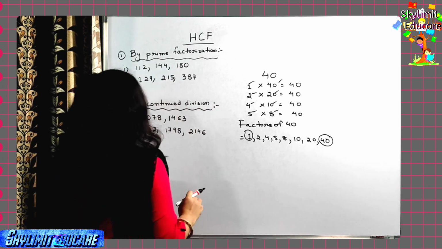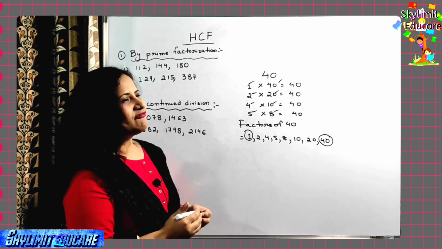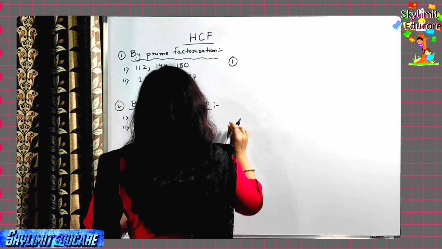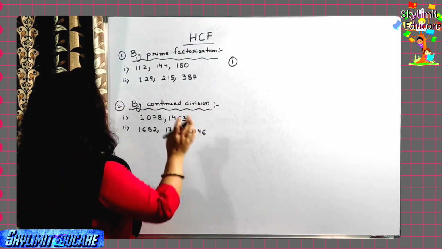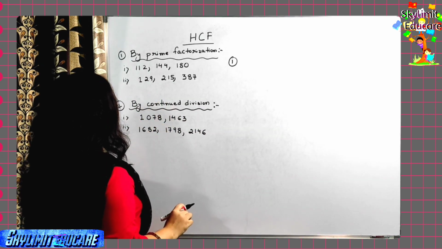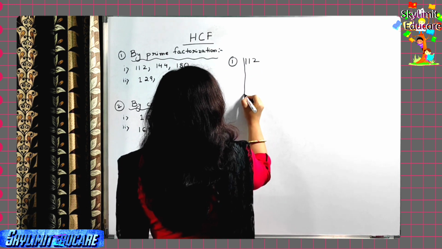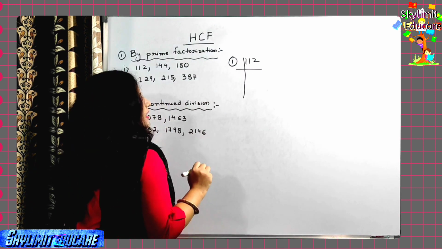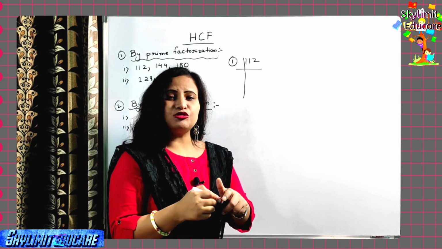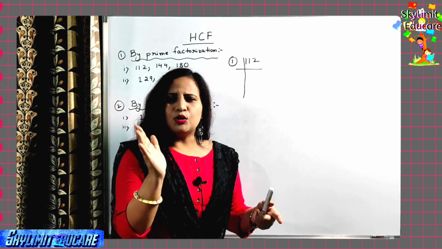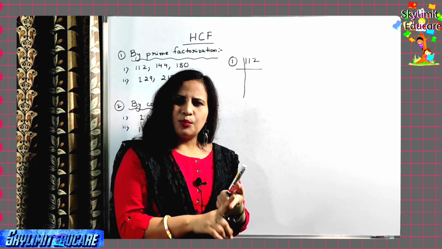So now we are going to learn the technique of finding the HCF by prime factorization. Clear? The first question, students: you know how to prime factorize, right? So let's prime factorize each of the given numbers. 112. What is the meaning of prime factorization? You have to use only prime numbers for factorizing. And I think you are clear with what is a prime number and what is a composite number.